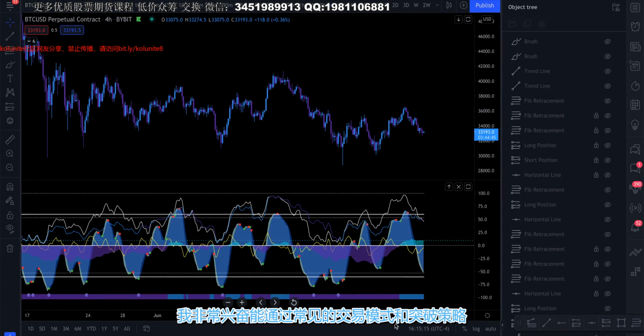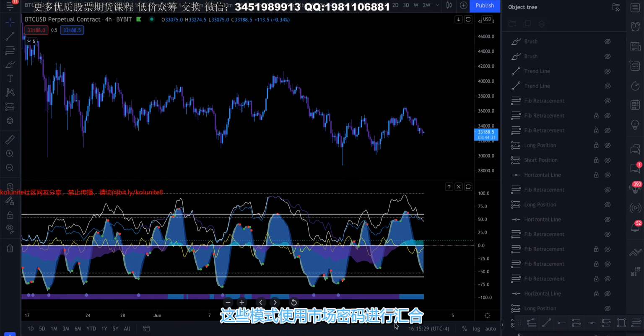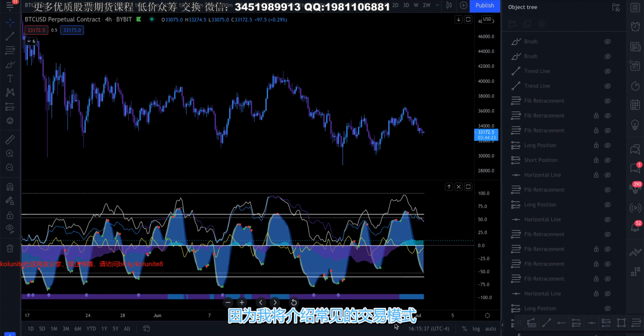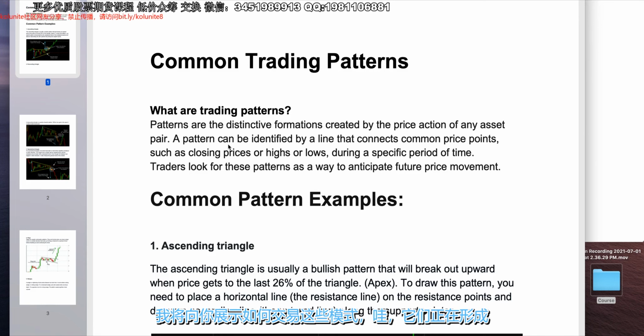I am super excited to be going through common trading patterns and the breakout strategy. Now, up front, I must let you all know that I am not a breakout trader. Although it is possible to trade these patterns using Market Cipher for Confluence, it's not my preferred style. In this session I'm going to go through the common trading patterns, show you how to trade them, and, I think more importantly, show you how to trade these patterns while they are forming.